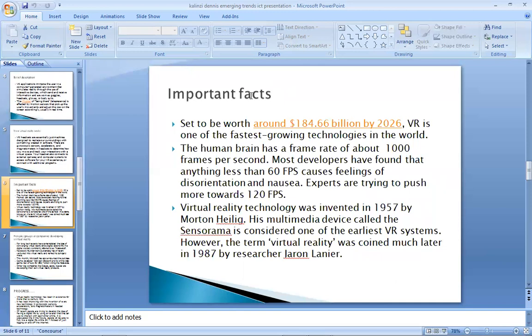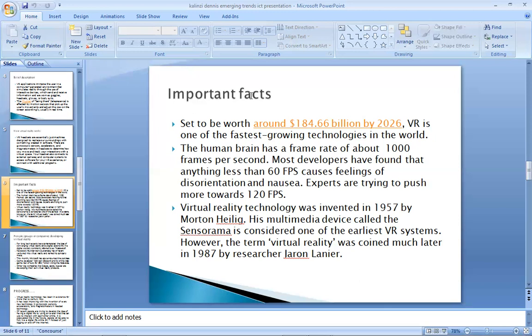The other fact I'm going to talk about is that the human brain has a frame rate of about 100 frames per second. When I talk about frames, I'm talking about the video feed. When a person looks, they take in frames, or pictures or videos, to the brain, and the video feed is taken in frames per second. That's how we count them.